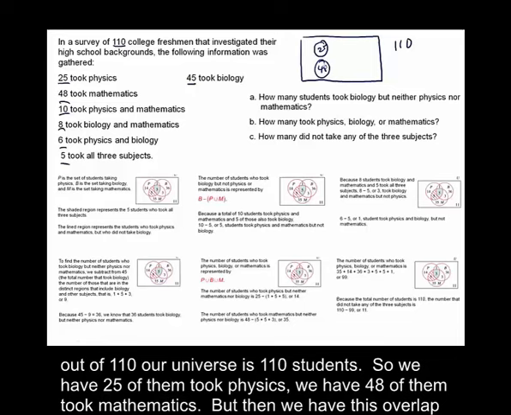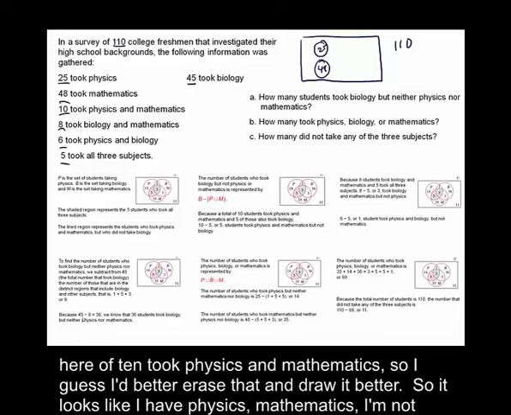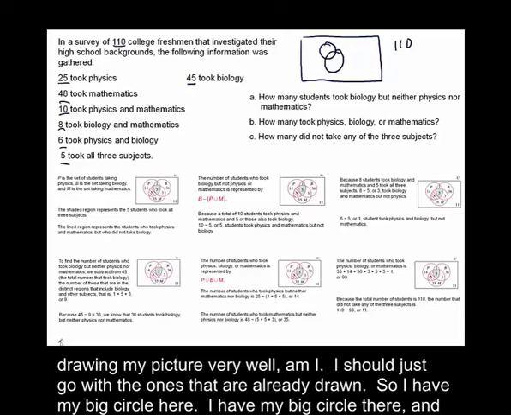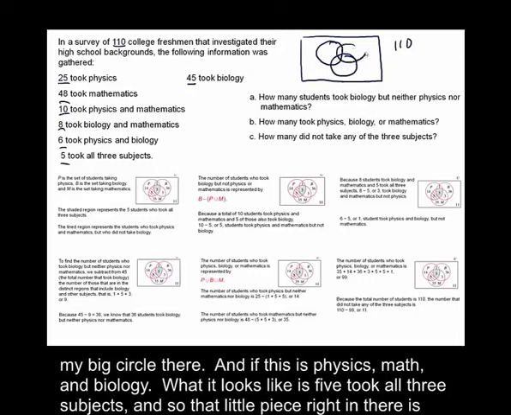But then we have this overlap here of 10 who took physics and mathematics. So I guess I better erase that and draw it better. So it looks like I have physics, mathematics. I'm not drawing my picture very well, am I? Should just go with the ones that are already drawn. So I have my big circle here, I have my big circle there, and I have my big circle there.